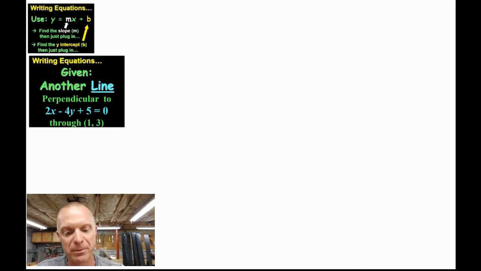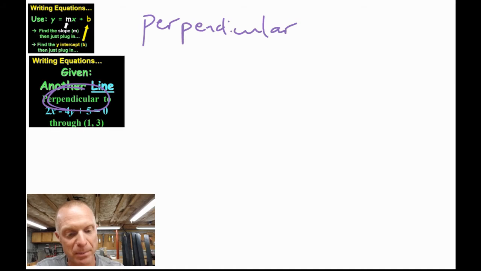Well, how about this type of question, trying to write an equation if we are given another line. Now, what we're going to try to do is write an equation that would be perpendicular to 2x minus 4y plus 5, and then it passes through the point 1, 3. All right, sound familiar maybe from geometry? Well, remember, perpendicular is just a fancy word for a certain type of slope. So in order for us to come up with an equation that would be perpendicular to this problem, first thing we're really going to have to do is find the slope.